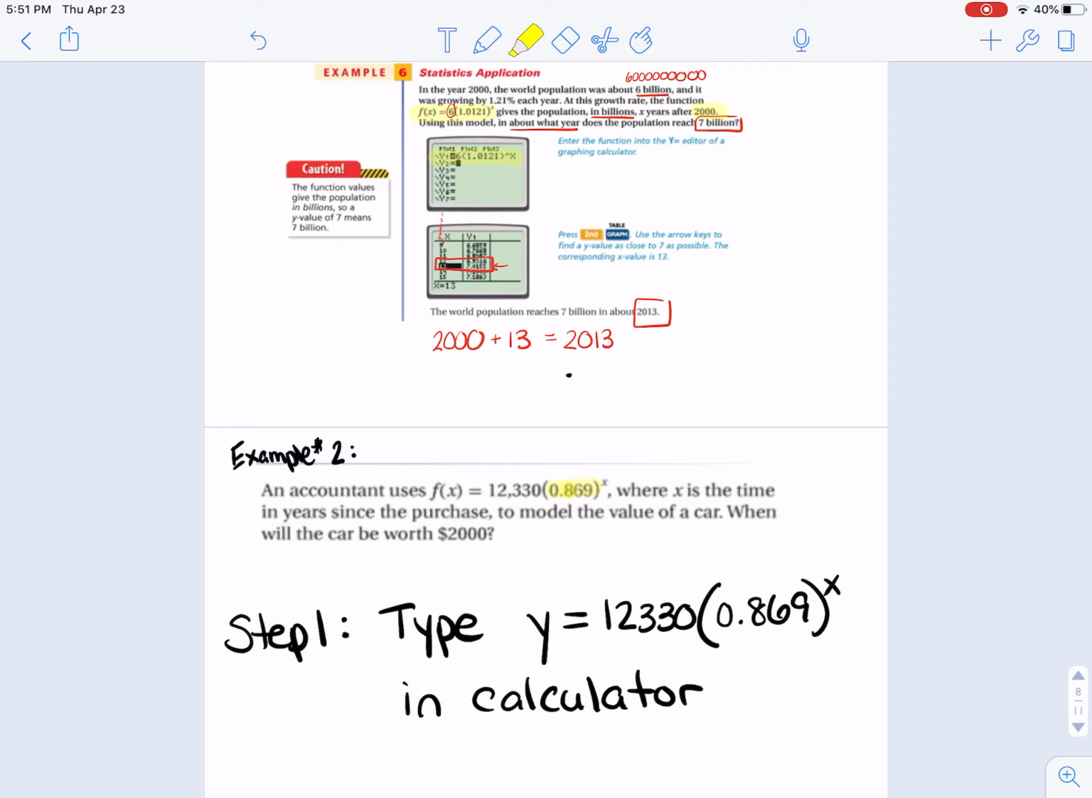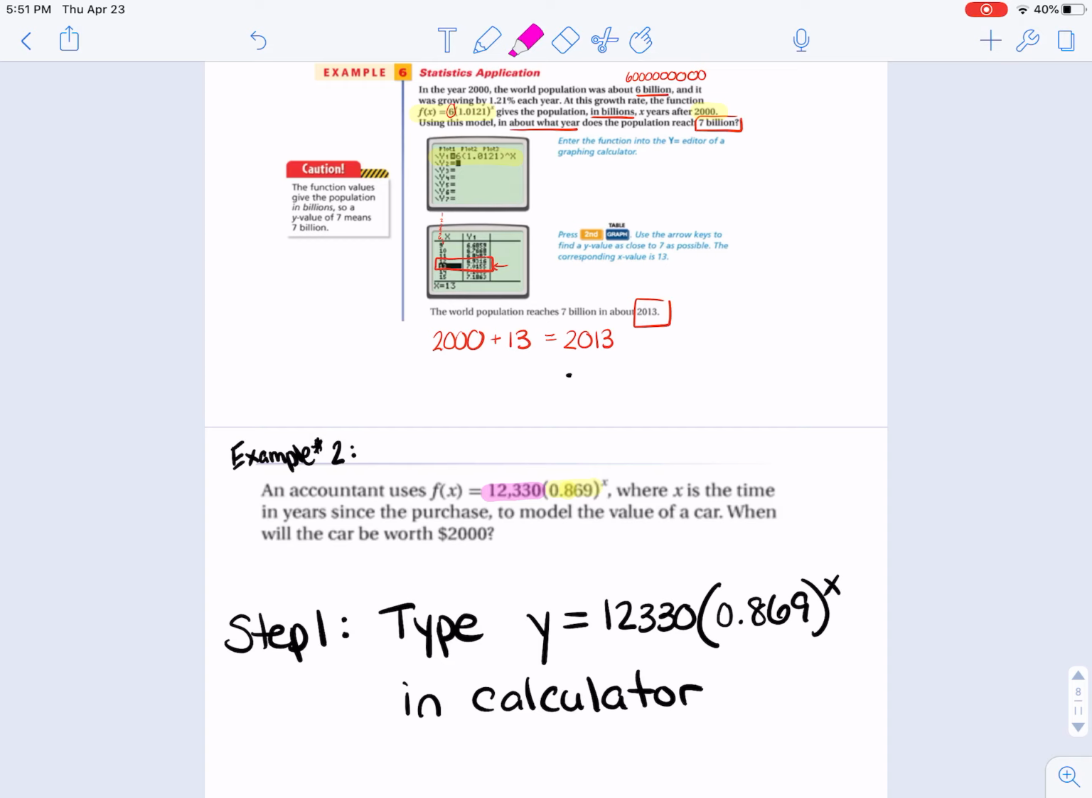So I started at a car that was worth $12,330. They don't say if it's brand new or the car could be 10 years old at that point. They just want to know, when is it going to be worth $2,000? Maybe they feel like, well, once a car is worth $2,000, just get rid of it. It's pure junk at that point. It's worth more in parts or for whatever the reason is.